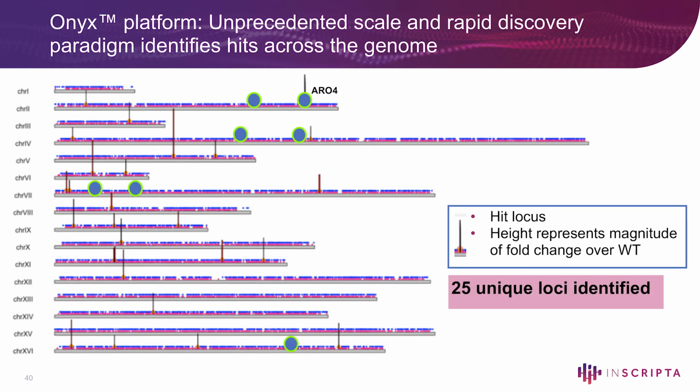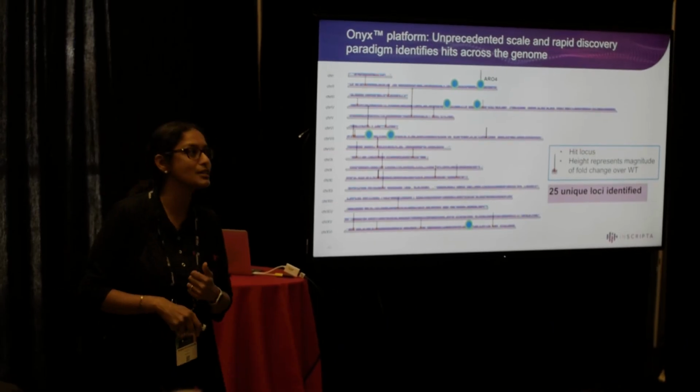So how does this look when you put it all back together in the genome? You remember the previous graph of where the edits were all mapped, and what you see in these spikes are the hits, and the size of the spike is related to the magnitude of the hit in tyrosine that you're seeing. Even with very shallow sampling, we've already identified 25 unique loci. So this is the tyrosine story in yeast, so let's see what the lysine story looks like.